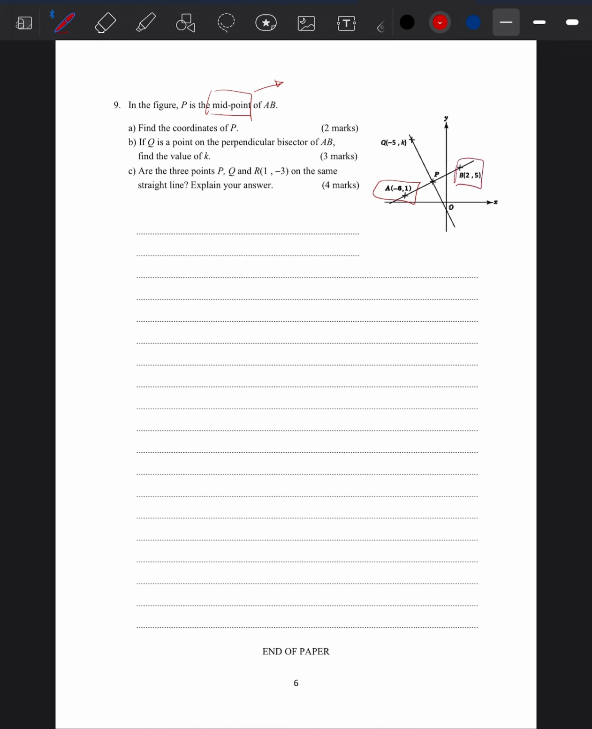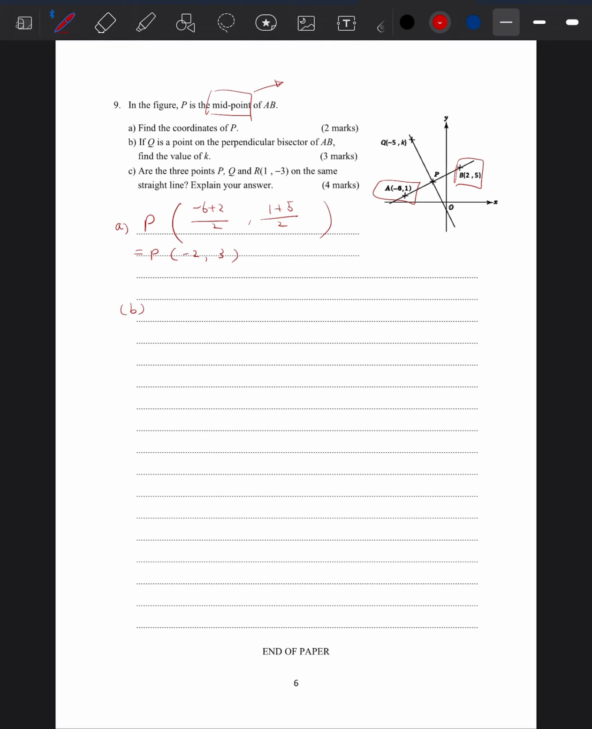So you've got the coordinates of A and the coordinates of B. So all you have to do is use your midpoint formula. So minus 6 plus 2 divided by 2, and 1 plus 5 divided by 2. And therefore, your coordinates of P are minus 2 and 3. So this one is easy.